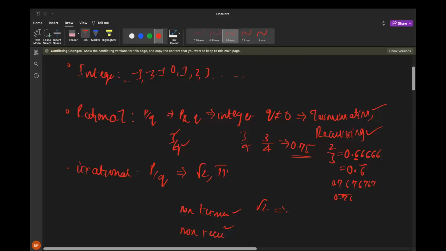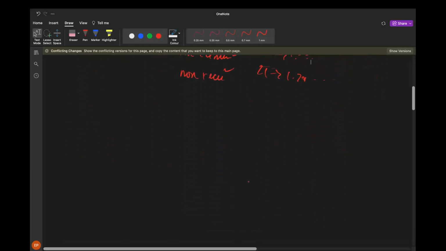Root 2 value, it won't stop: 1 point something something. Pi value, 3.14 something something something. It should not stop. The value will keep expanding. And if you take other roots, same. It's not repeating also. Unique digits will come again and again. There is no pattern of repeating and it is not terminating. That is called irrational.